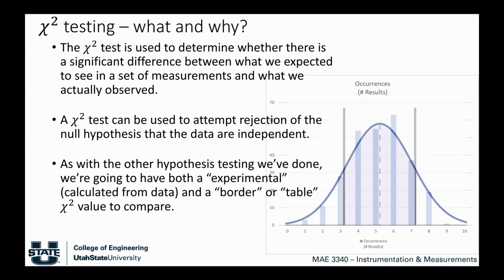So what is it? Why do we care about it? The chi-squared test determines whether there's a significant difference between what we expected to see in a set of measurements and what we actually observed.